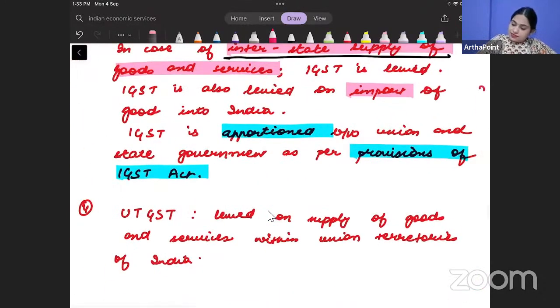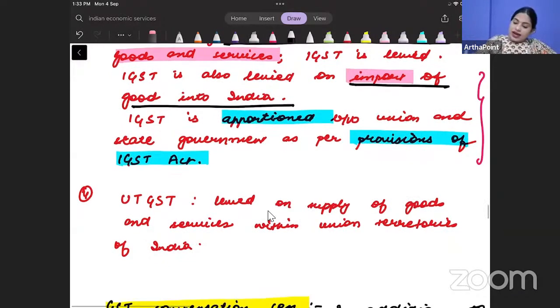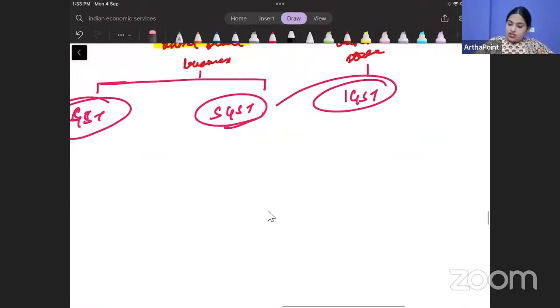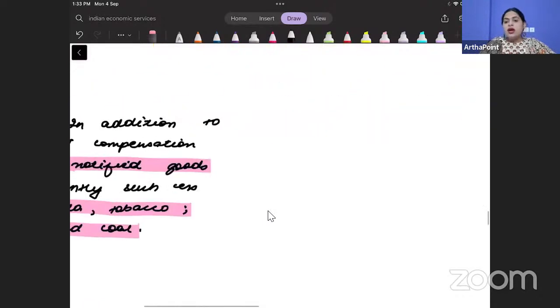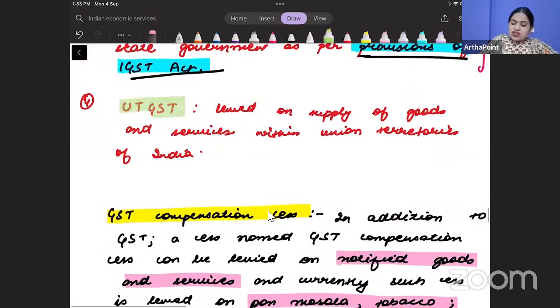So that is this. IGST is also levied on import of goods into India. So even on imports, because it is switching countries. तो जब switch country करो या switch आप state करो, you will have to put IGST. IGST is apportioned into union and state government as per provisions of the IGST Act. So this tax that now I'm talking about, this IGST, this is distributed among the union and state government. Okay. Then I want to also talk about what is known as the UTGST.